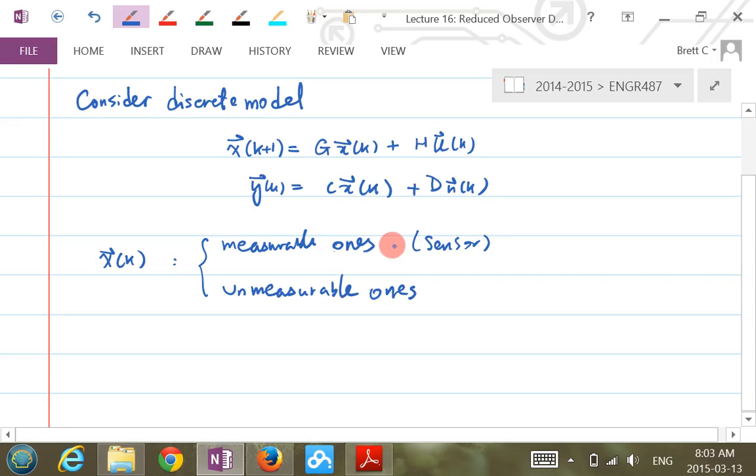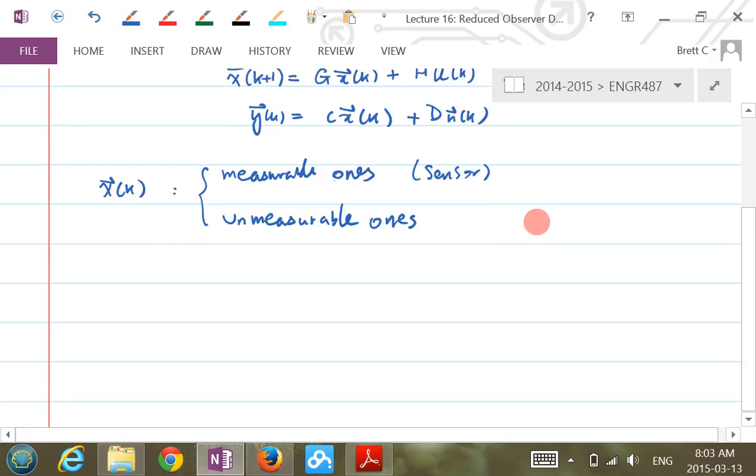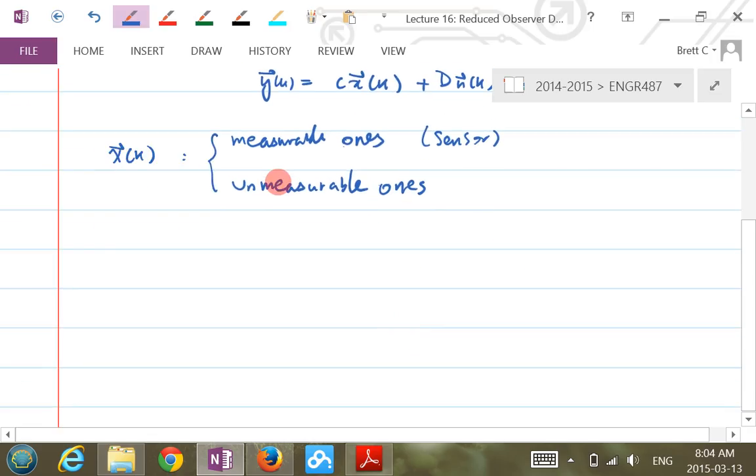for the measurable ones, we don't have to observe or estimate them anymore, because you have the exact sensory output here, right? So we just have to design an observer for those unmeasurable ones. Okay, so then the observer that you design will become the so-called reduced order observer, because the number of unmeasurable ones is less than n, right? So if this is n by 1, then this is definitely going to be less than n.